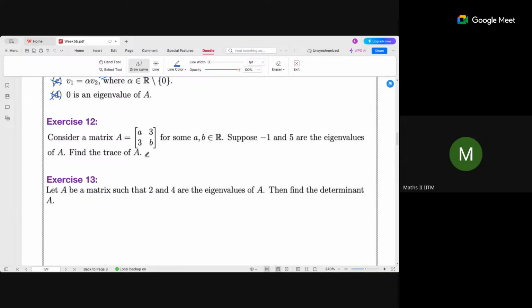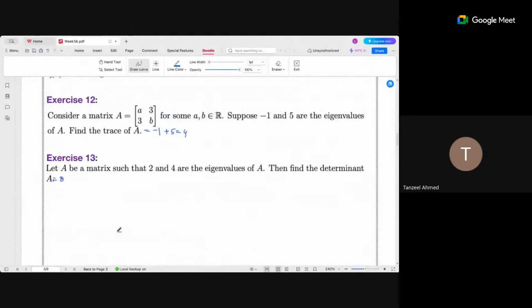What about exercise 12? Consider a matrix A. Okay. So here the trace should be the sum of the eigenvalues. So minus 1 plus 5, 4. Okay. Let A be the matrix such that 2 and 4 are the eigenvalues. What should be the determinant? 8. Okay. Good.